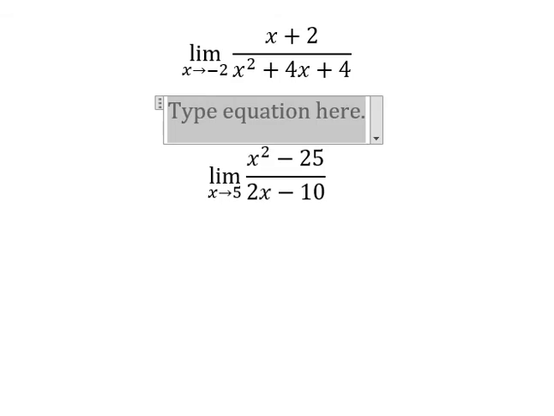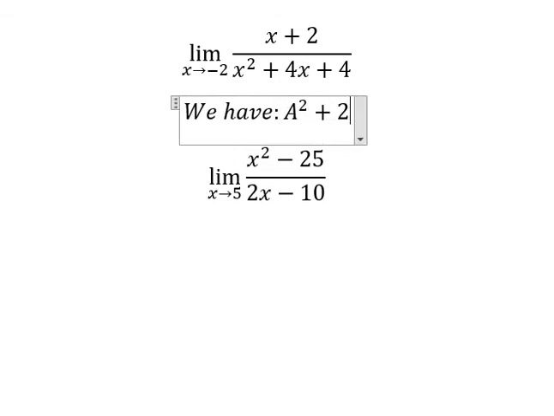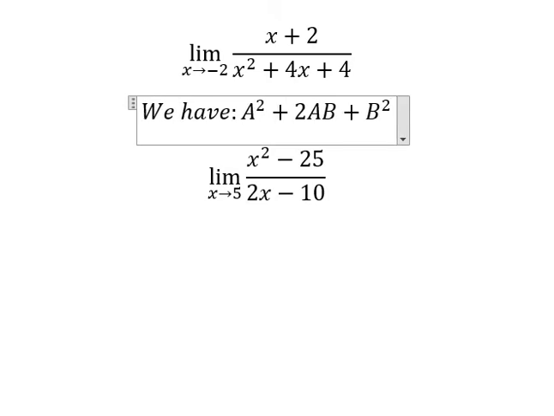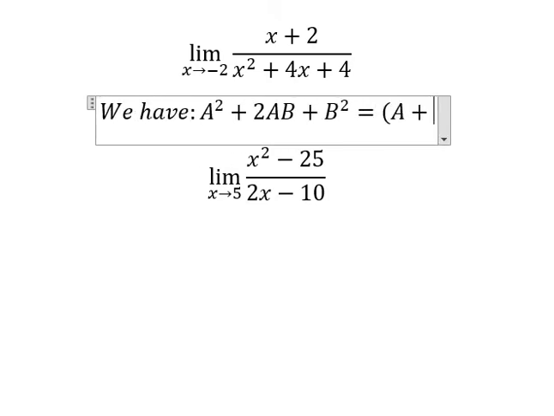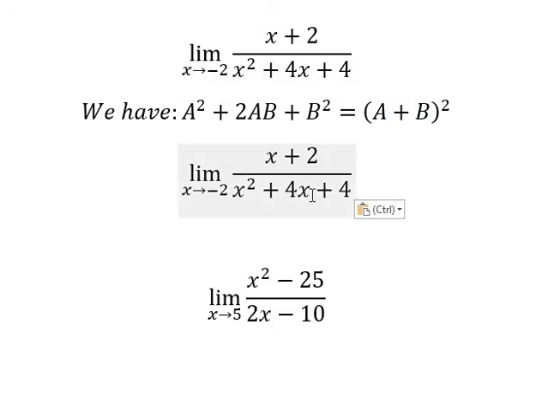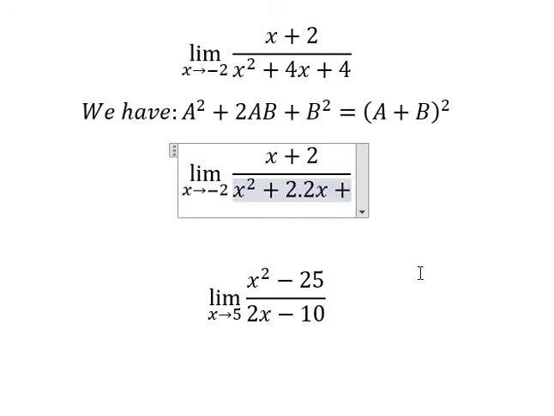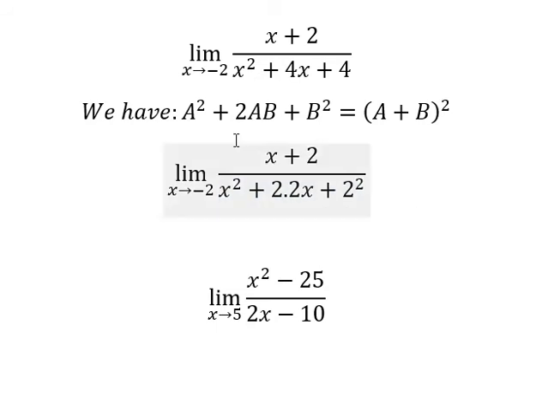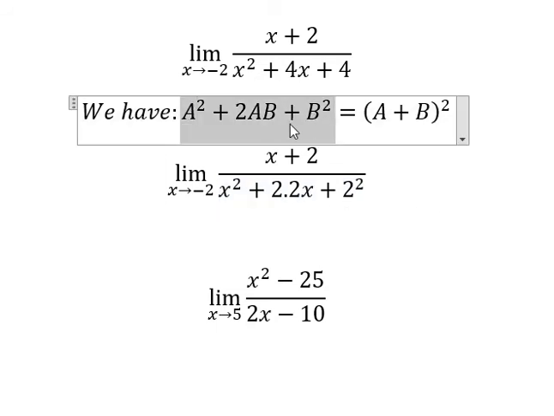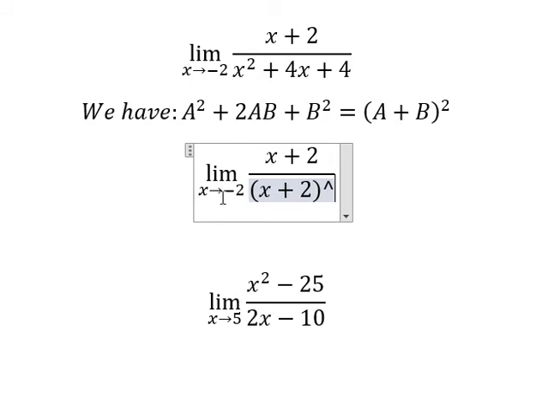We have the formula in here. That's about a squared plus 2ab plus b squared equals a plus b to the power of 2. So if we look carefully at this one, this is number 4, and we put 2 multiplied by 2. Number 4 in here is 2 to the power of 2. So we apply the formula in here, and you get x plus 2 to the power of 2.